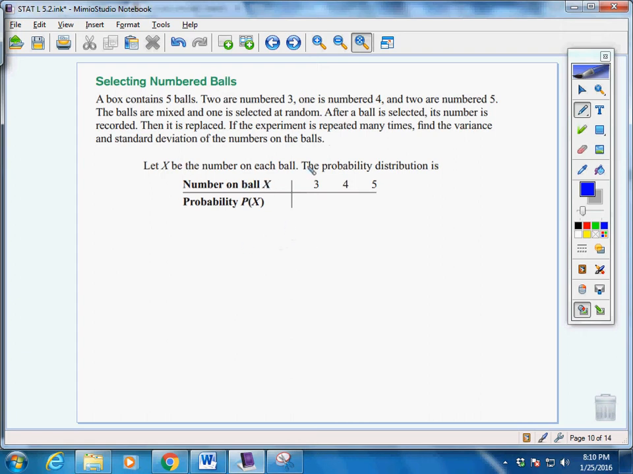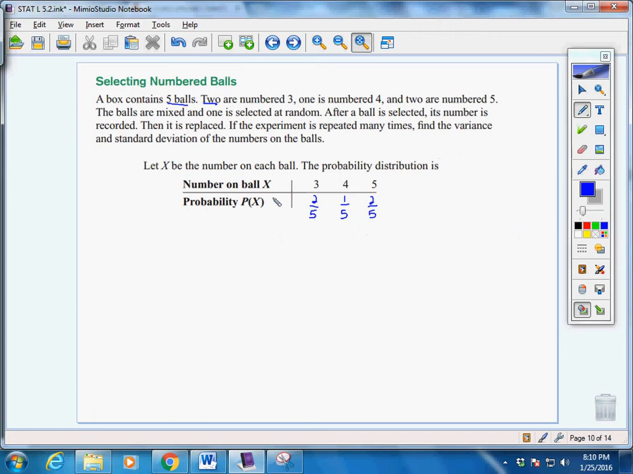We're saying x is the number on each ball. So what is the probability of us pulling out a 3? Well, 2 of them are numbered 3 out of a total of 5, so this is 2/5. 1 is numbered 4, so 1 of the 5 is 4, and 2 are 5. So we have our probability distribution, and this is what we expect to happen. If we do that, how spread out is the data going to be?